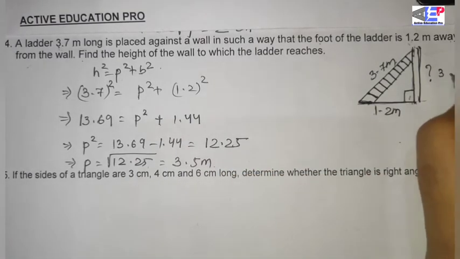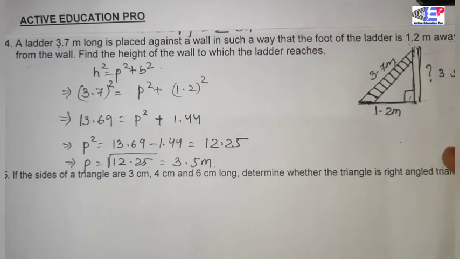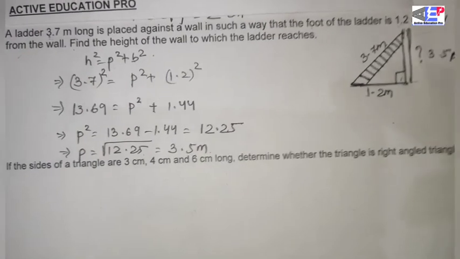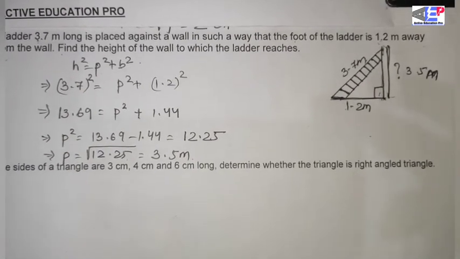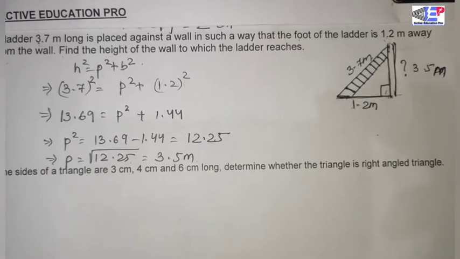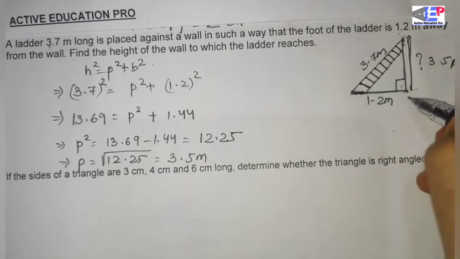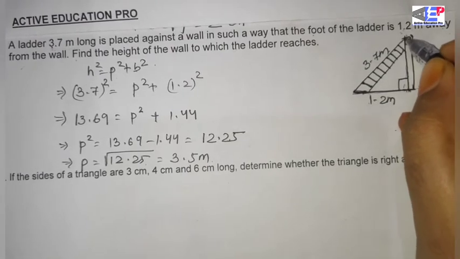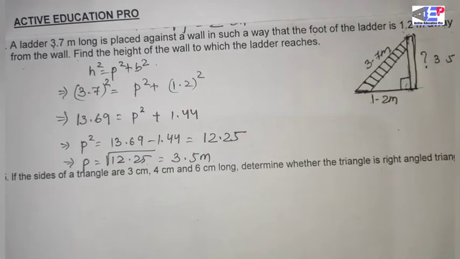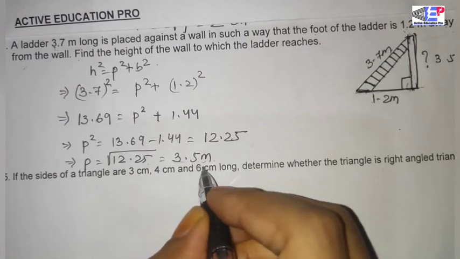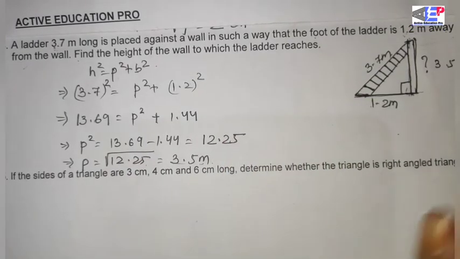The height of the base, the height of the wall is 3.5 meter. Sorry, this is meter, this is not centimeter. Here we have to place with its unit 3.5 meter. 3.5 meter, the distance between the base and the ladder top point. So this is our question, and this is our answer, 3.5 meter for question number 6.